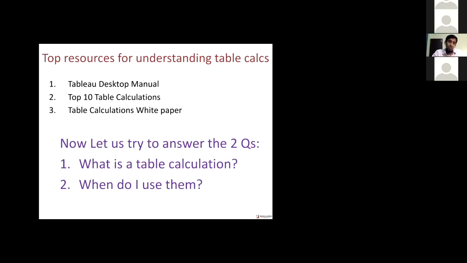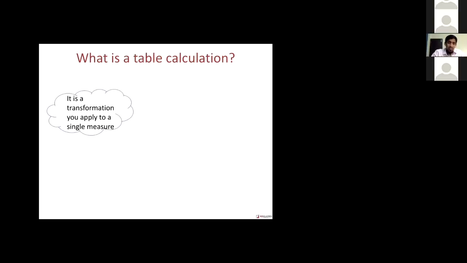When I was new to Tableau, about 3 years back, we in fact engaged the Tableau team to do a POC comparing QlikView and Tableau, and some of the very complex calculations they were able to execute using table calculations. So I was curious to find out how they did that. But neither was he able to explain, nor was the documentation helping us understand what's really going on. So what's a table calculation? Based on whatever we have seen, it's a transformation you apply to a single measure.